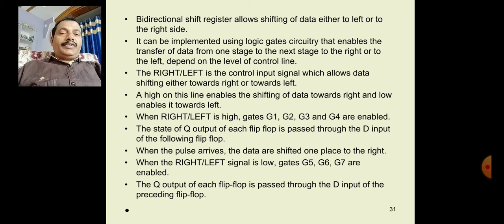So when right/left is high, gates G1, G2, G3, G4 are enabled. These AND gates are enabled. The state of the Q output of each flip-flop is passed through to the D input of the following flip-flop. When the pulse arrives, the data are shifted one place to the right. When the right/left signal is low, that means mode control is low, gates G5, G6, G7 are enabled. The Q output of each flip-flop is passed through to the D input of the preceding flip-flop. So like this, the data is shifted left or right according to the mode selection.